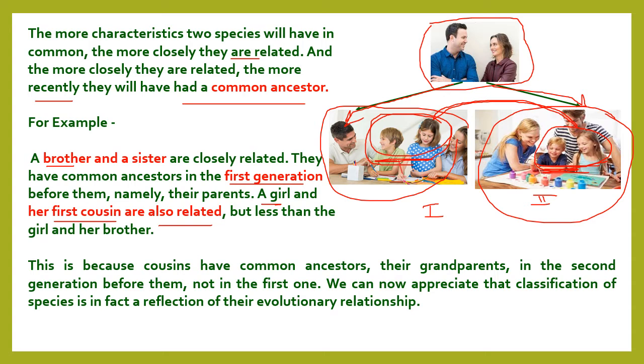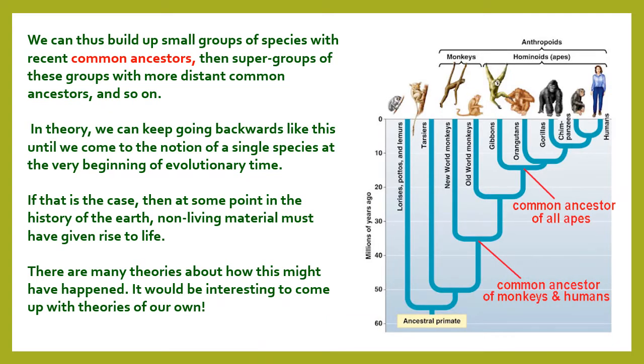Fine. So now we can appreciate that the classification of species is in fact a reflection of their evolutionary relationship. We can now build up small groups of species with recent common ancestors, then supergroups of these groups with more distant common ancestors, and so on, and then we will have a hierarchy. In theory, we can keep going backwards like this until we come to the notion of a single species at the very beginning of evolutionary time.